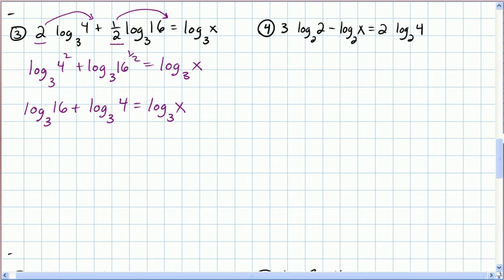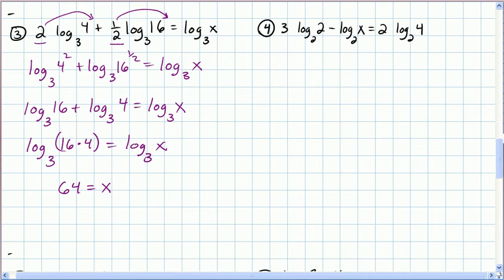Now when I'm adding two logs with a common base, we can change that into multiplication. So log base 3 of 16 times 4 will equal log base 3 of x. So we will get 64 equals x. And again, you can skip some of these steps if you want. You don't have to put all of them.